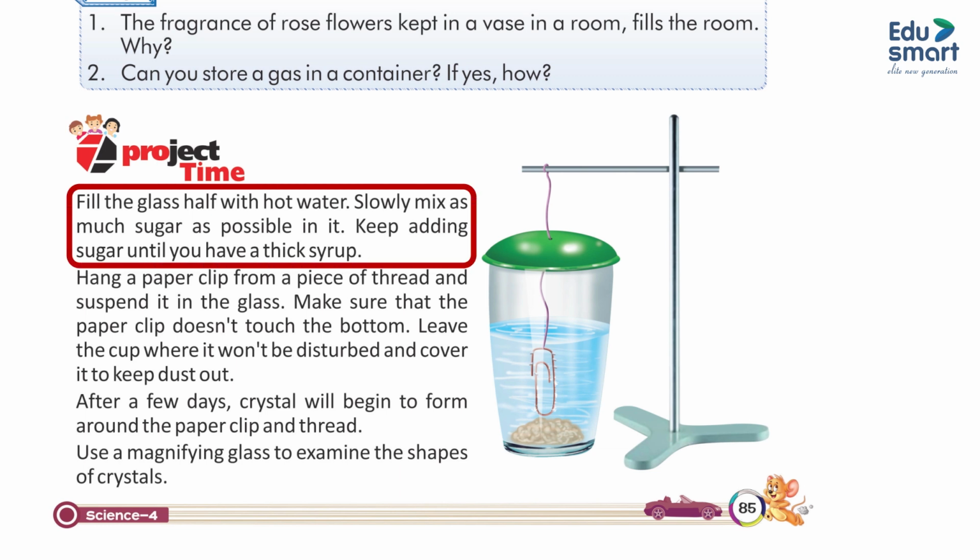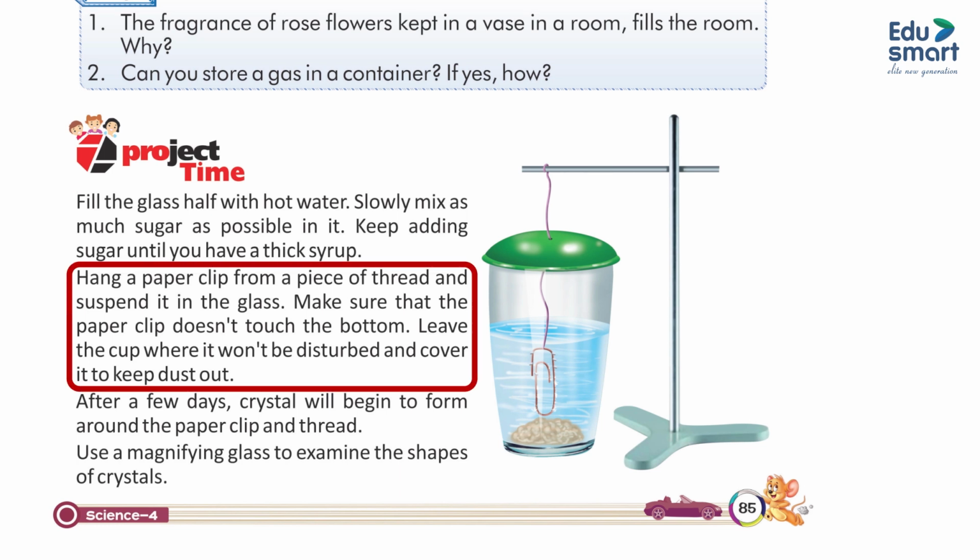Project time. Fill the glass half with hot water. Slowly mix as much sugar as possible in it. Keep adding sugar until you have a thick syrup. Hang a paper clip from a piece of thread and suspend it in the glass.